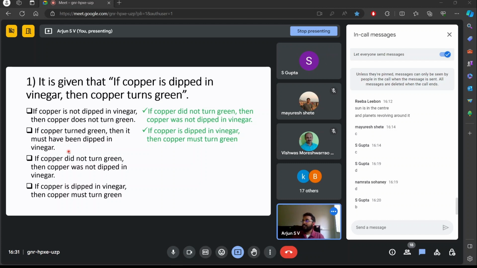The second option is saying that if copper turned green, then it must have been dipped in vinegar. But actually, what happens here is they are saying that if it was dipped in vinegar, then it turns green. Since the must have been part is there, I think B comes first. If A then B is there. So they are asking you if A is also there, and that would be a very wrong assumption.